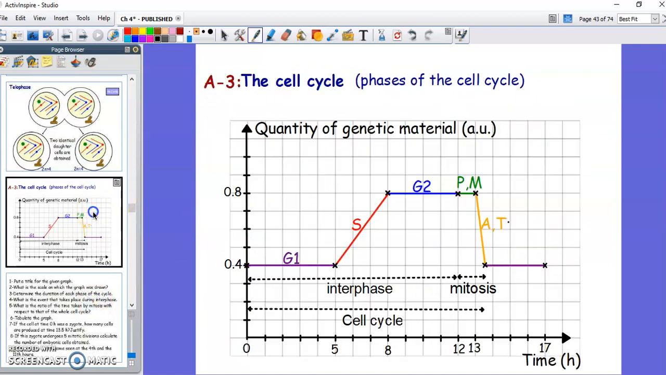Put a title for the given graph. So this title would just say that it shows the quantity of the genetic material in arbitrary units as a function of the time in hours. So we said that time is in hours. The cell cycle, they said in the video, takes about 24 hours, sometimes less, sometimes more.